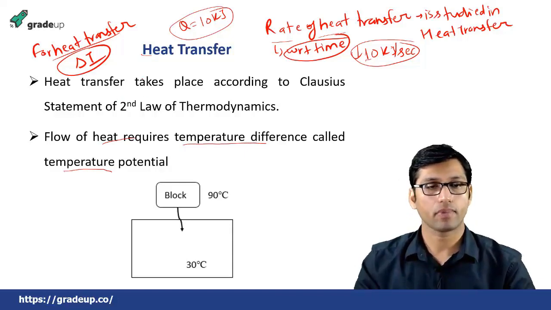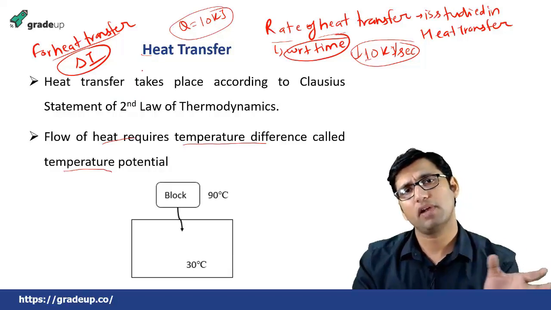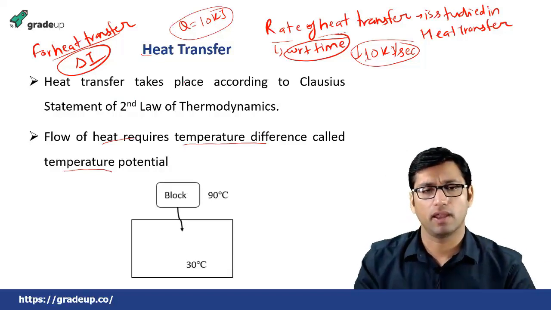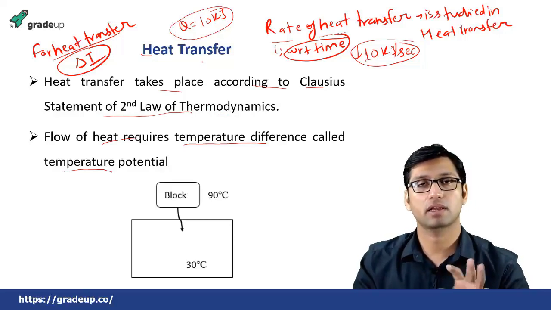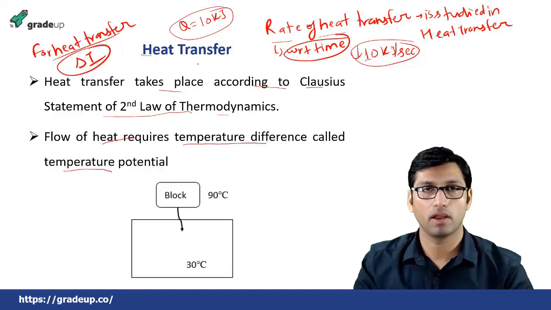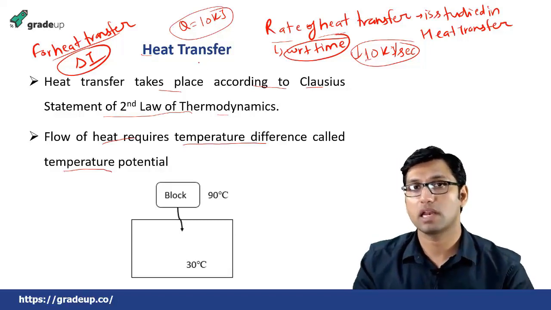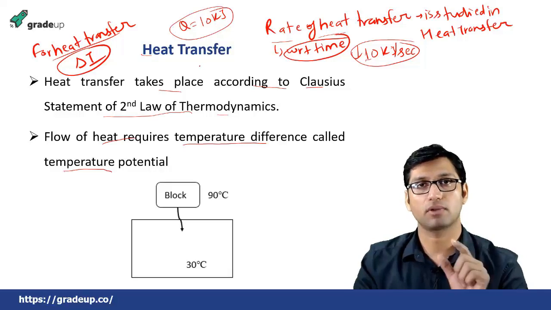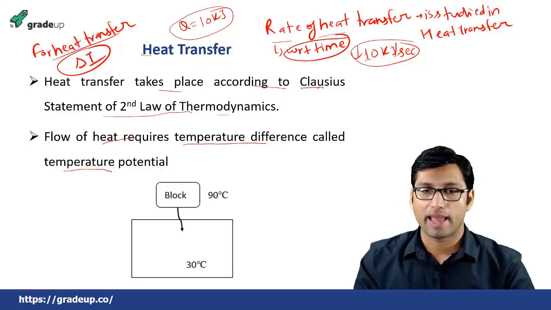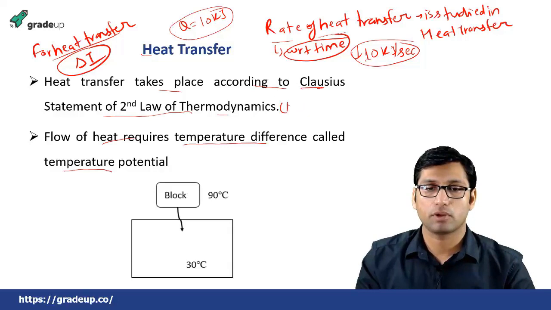Now, how will heat transfer take place? Heat transfer takes place according to the Clausius statement of the second law of thermodynamics. In the second law of thermodynamics we have studied two statements. One is the Kelvin-Planck statement, in which we studied the concept of heat engine. And in the Clausius statement we studied the concept of heat pump and refrigerator.